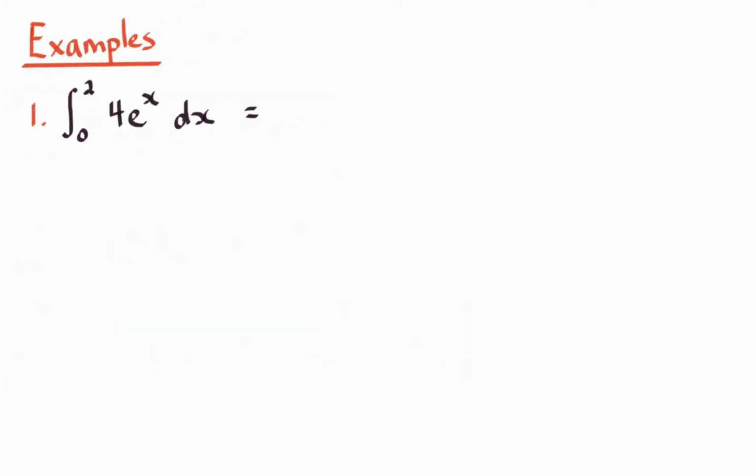Our first example is a definite integral between 0 and 2 of 4 e to the x. Remember, any constants can be brought out the front of the integral sign. So let's just rewrite our integral first. And now we can focus on finding the integral of e to the x. And that is simply e to the x.